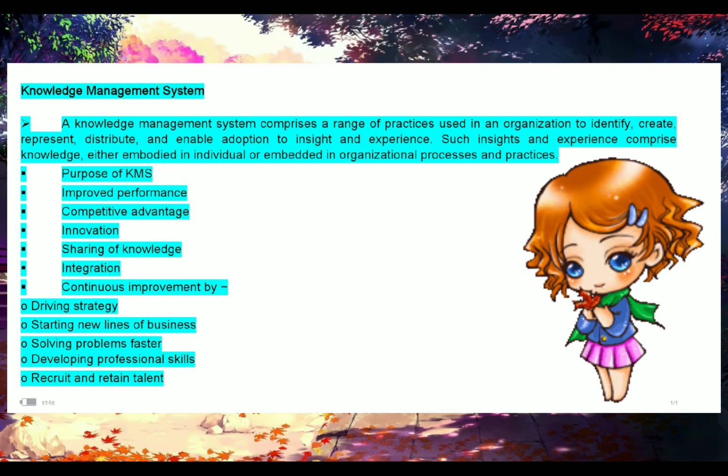Knowledge management system. A knowledge management system comprises a range of practices used in an organization to identify, create, represent, distribute, and enable adoption of insight and experience. Such insights and experience comprise knowledge, either embodied in individuals or embedded in organizational processes and practices.